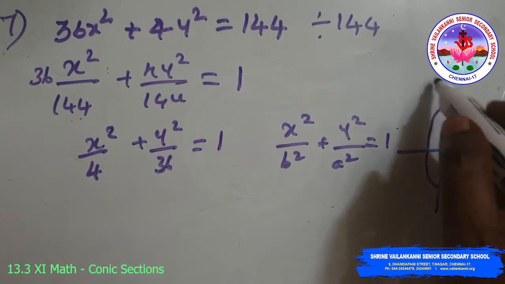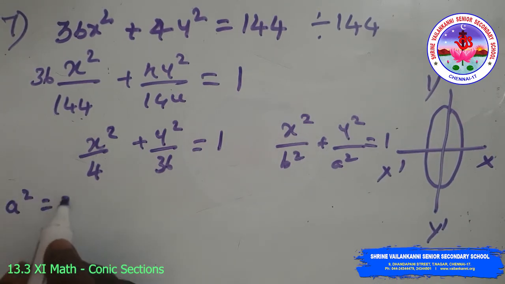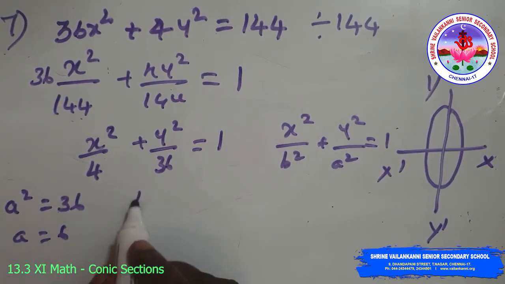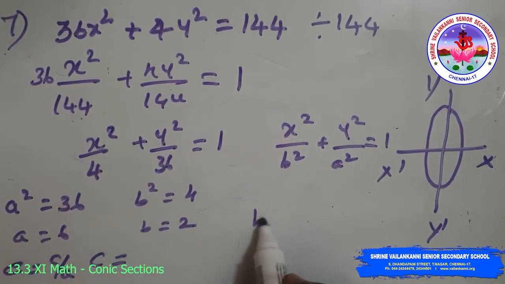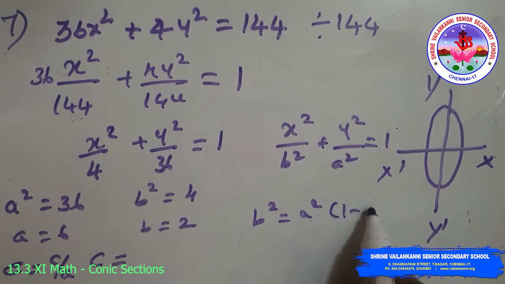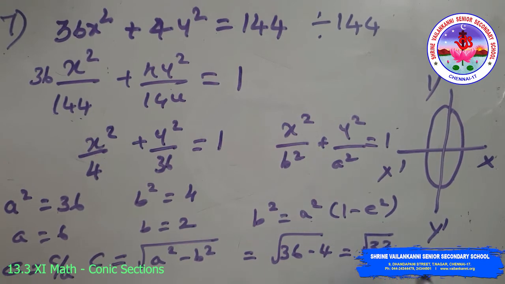So major axis is along y axis. Minor axis is along x axis. So a square is 36, then a is 6, b square is 4, then b is 2. So to find the eccentricity, we can use two formulas, either e equal to c by a, or using formula b square equal to a square into 1 minus e square. So c equal to square root of a square minus b square, which is 36 minus 4, which is equal to root 32.